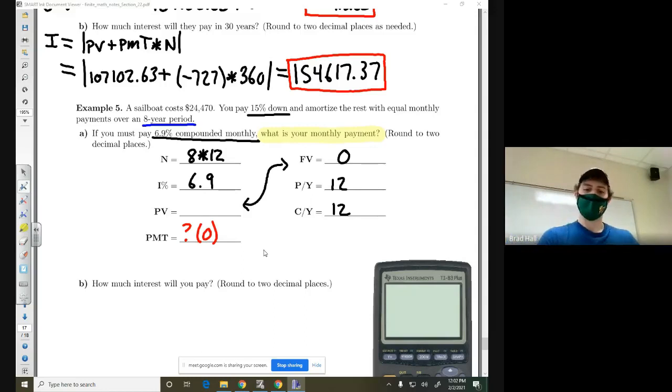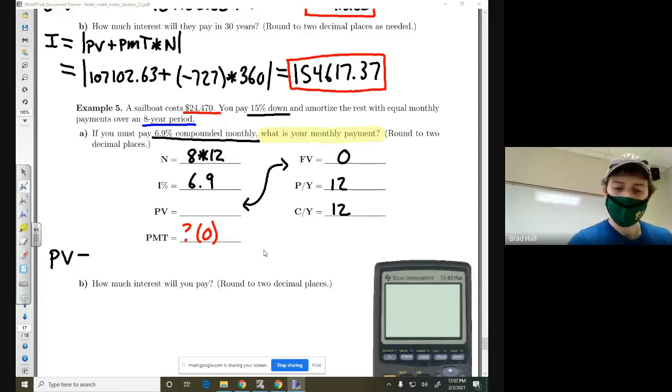PV, though, I've seen this too, and this is what makes this problem a little complicated. Everyone wants to put 24,470 for PV. That is not correct. That is not PV. And you might think, well, why not? It's so tempting. It's right there. Isn't that the amount of the boat? I mean, it would be, but you made a down payment. Down payments should not be included in your TVM solver.